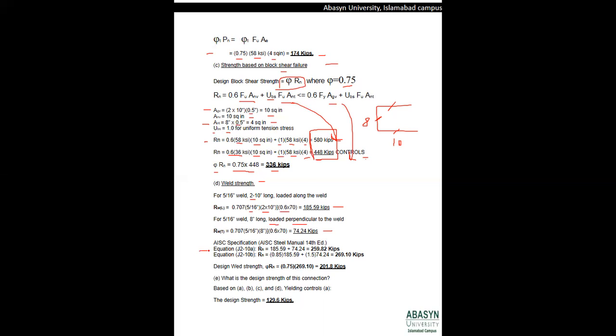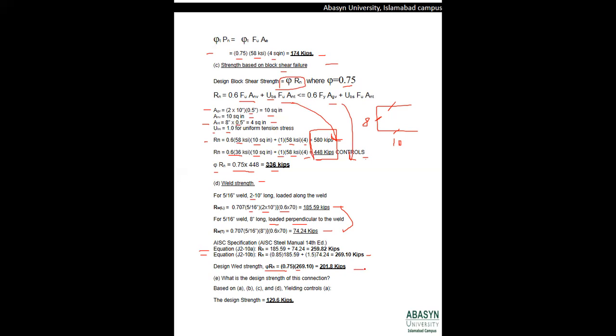Then we apply the two equations separately. Equation J2-10a does not consider the weld orientation and load orientation, and just adds up these two values, and it comes out to be 259.8 kips. When we apply equation J2-10b of the AISC manual, 14th edition, its value comes out to be 269.1 kips. We select whichever of 10a and 10b is the largest. So our weld strength, phi Rn, is equal to 0.75 into the largest value, and after simplification it comes out to be 201.8 kips.